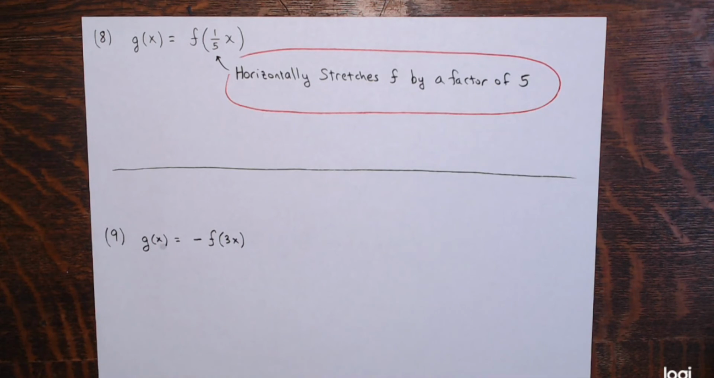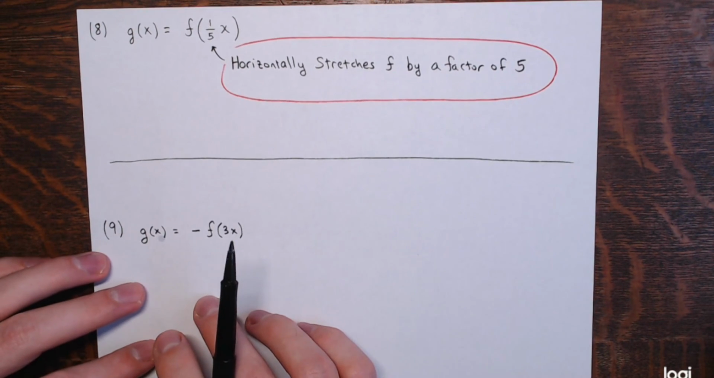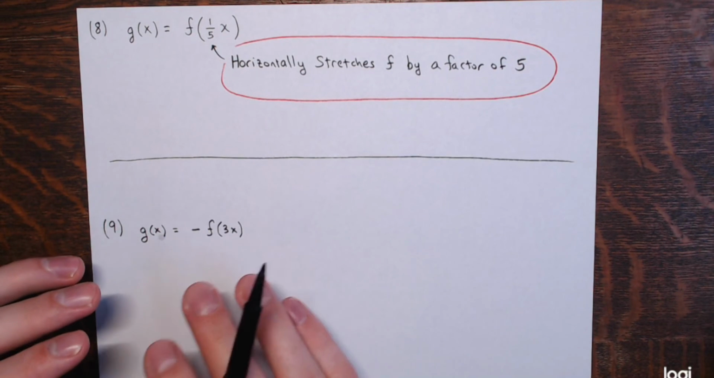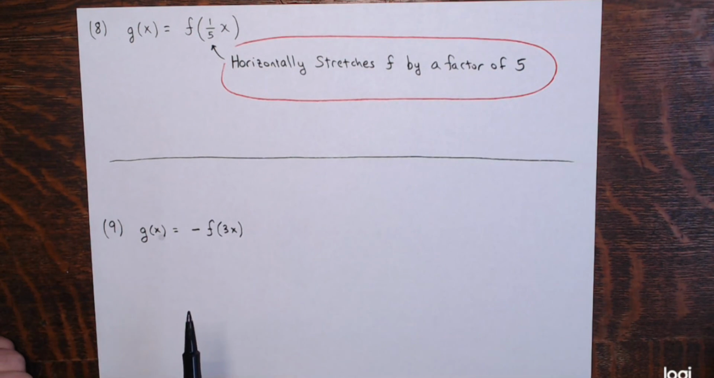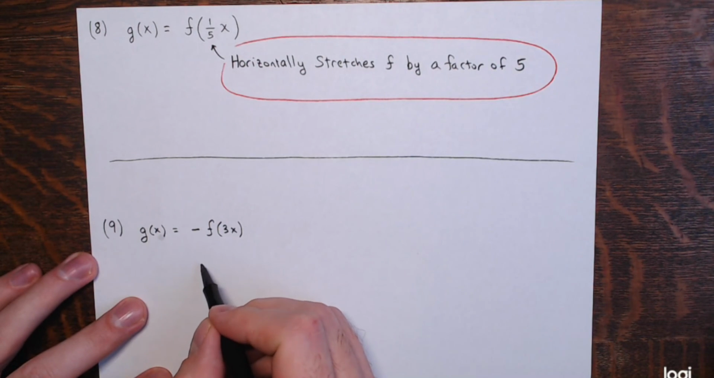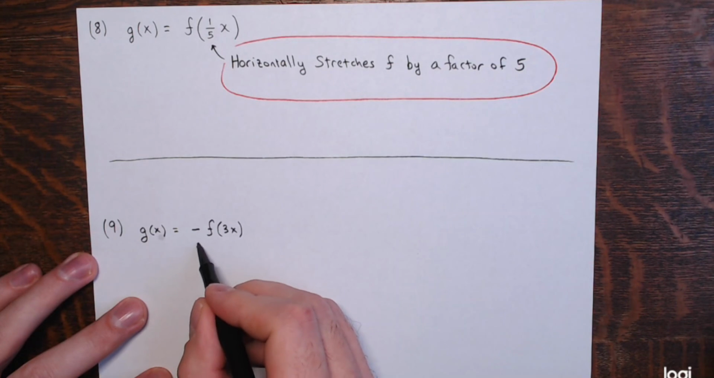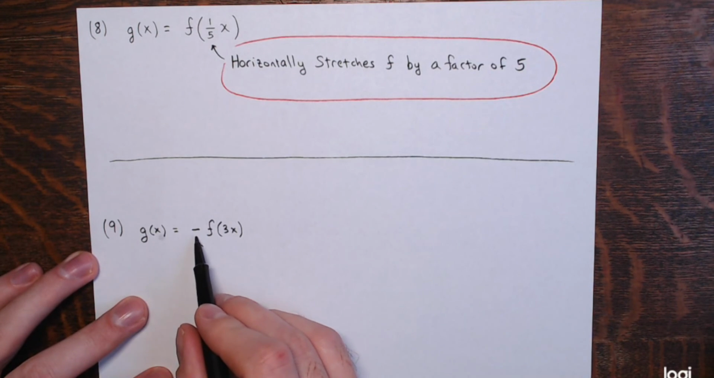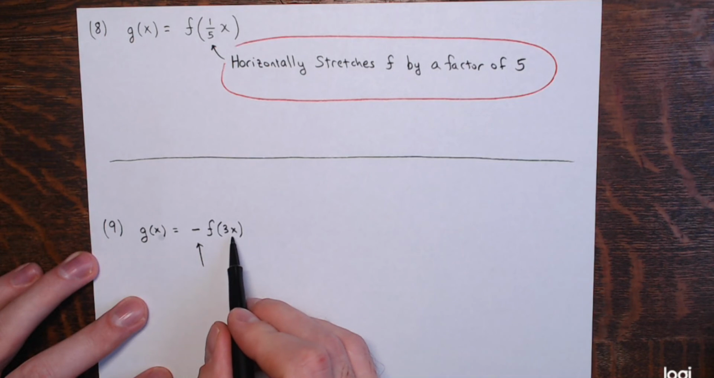So example 9. This actually combines a couple of transformations. I know I didn't write it, I said it out loud, but we have seen reflections in a previous video of mine. So this is actually going to cause two things to happen. We have g of x equals -1 times f of 3x.